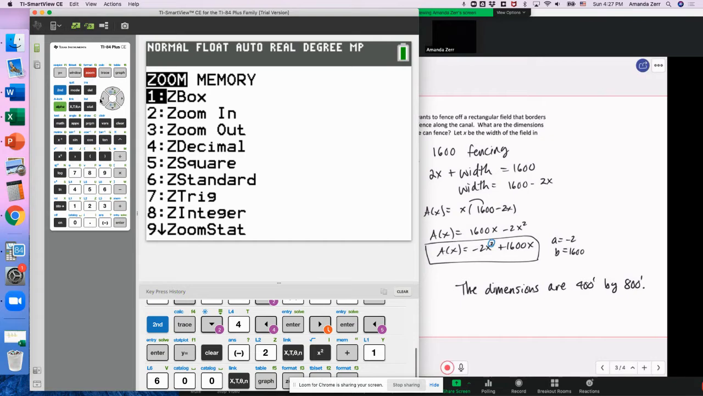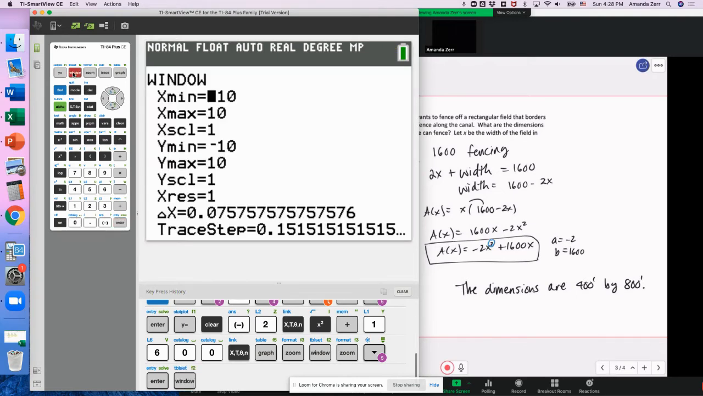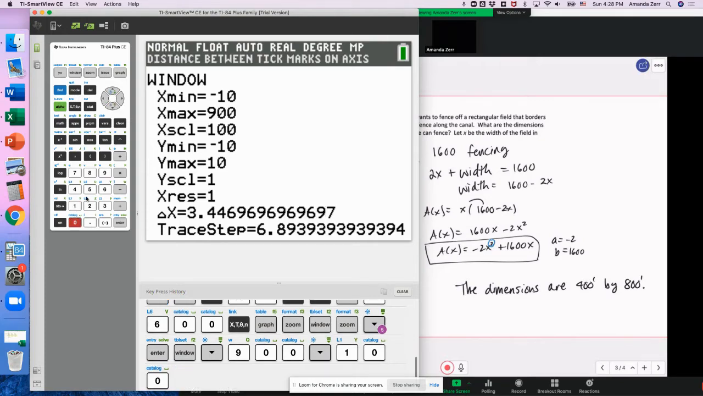So if you want to go in and just do a normal window from negative 10 to 10 on both x and y, you go to zoom and 6. That's your standard window. Okay, but that didn't even help. All right, so if you're being asked to show some graph to verify your work, we would use the fact that our vertex was at 400. I usually double that because that's kind of the peak, but I want to see the whole graph. So let's go up to, let's say, 900, and we can count by hundreds.